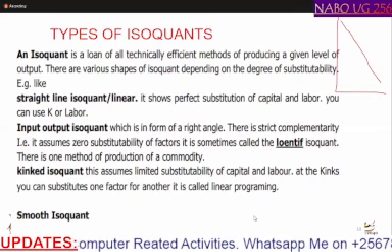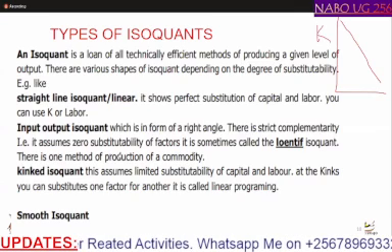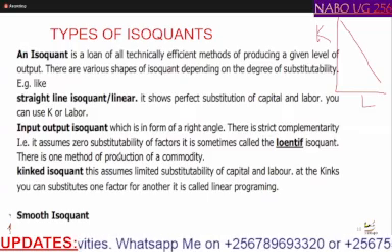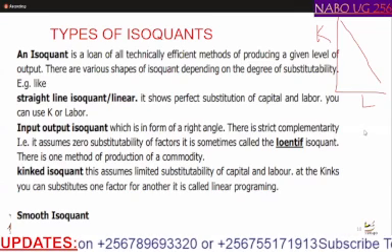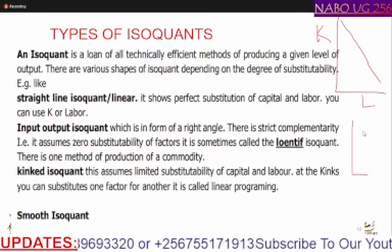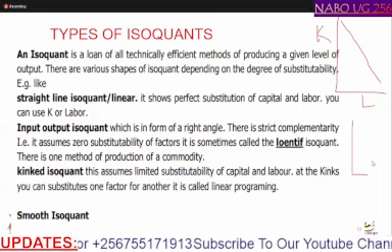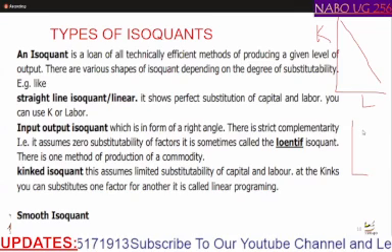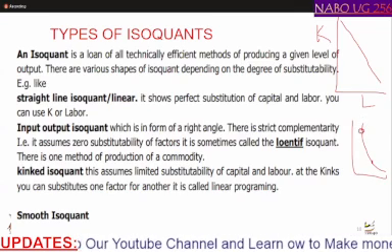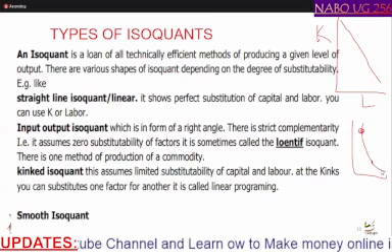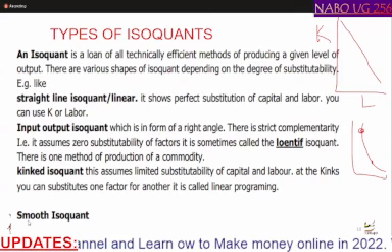There is what we call the smooth isoquant, which I've drawn initially here. A smooth isoquant shows you a level of substitutability between capital and labor. At a given point, it may not be possible to substitute capital and labor. That is the smooth isoquant.